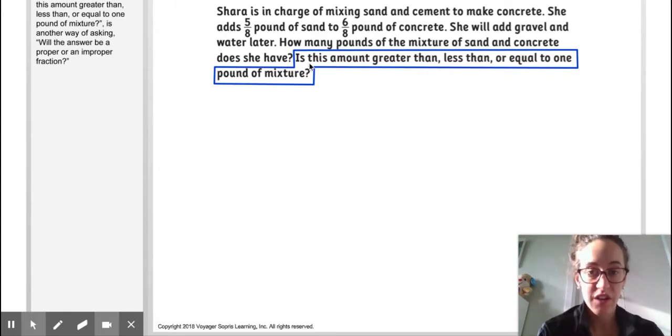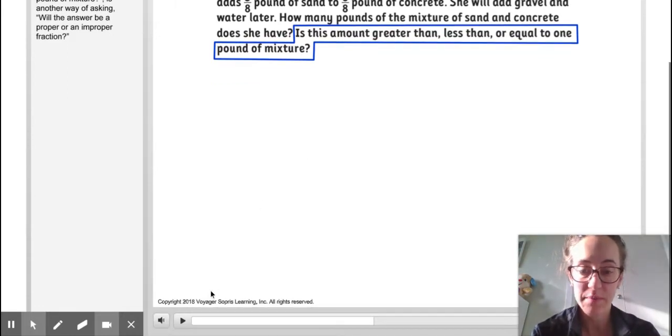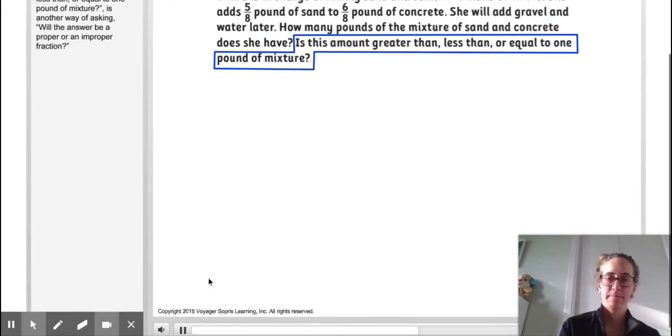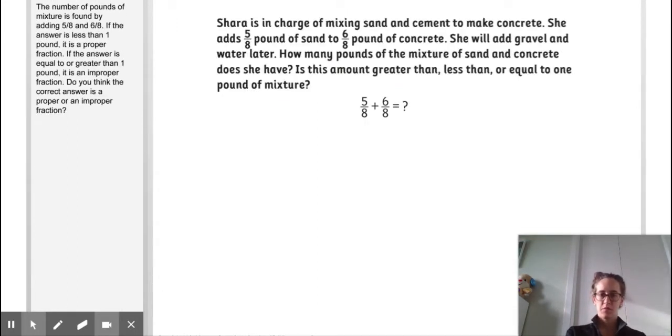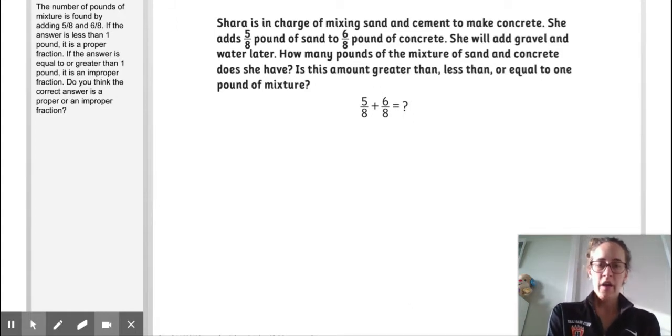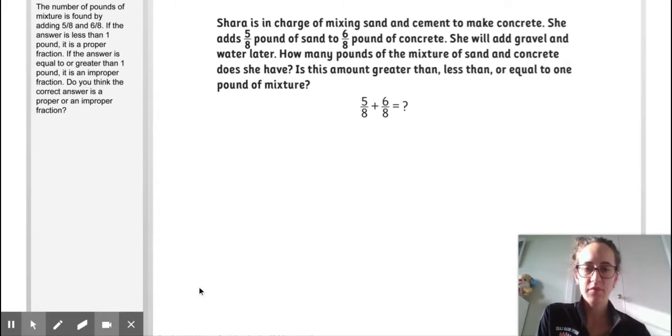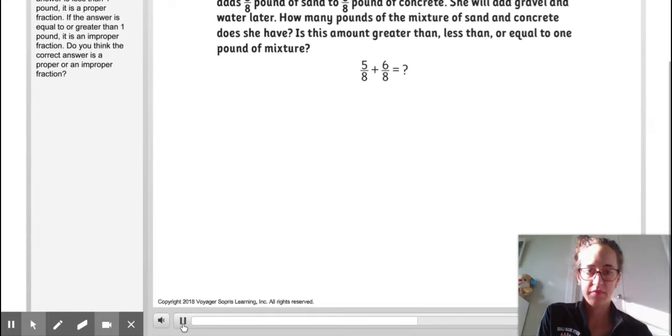And so, if we look, they're first asking us how many pounds of mixture are there. And then we also have to know if it's greater than, less than, or equal to one. So, there's two things that we're going to have to solve with this problem. Another way of asking, will the answer be a proper or an improper fraction? The number of pounds of mixture is found by adding 5/8 and 6/8. If the answer is less than 1 pound, it is a proper fraction. If the answer is equal to or greater than 1 pound, it is an improper fraction.